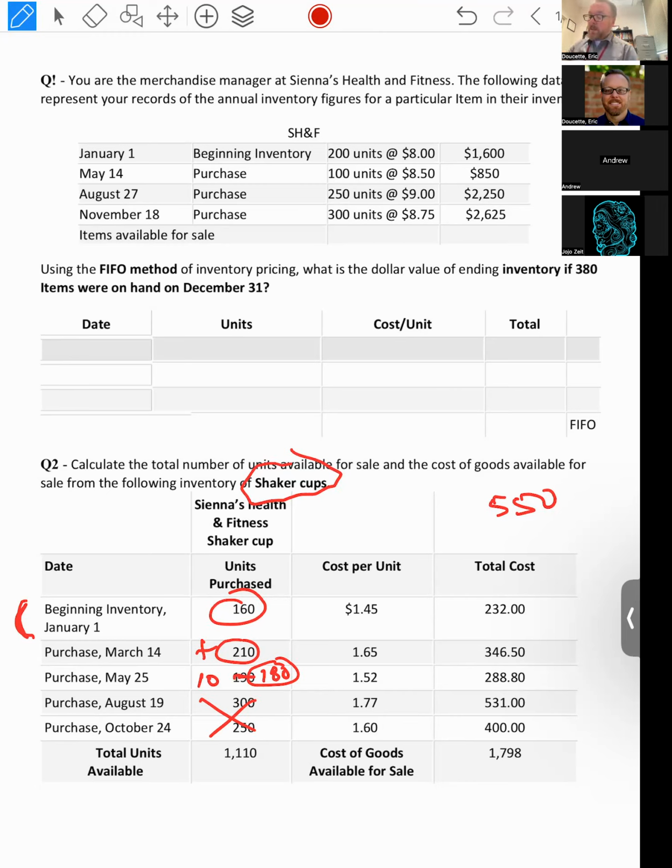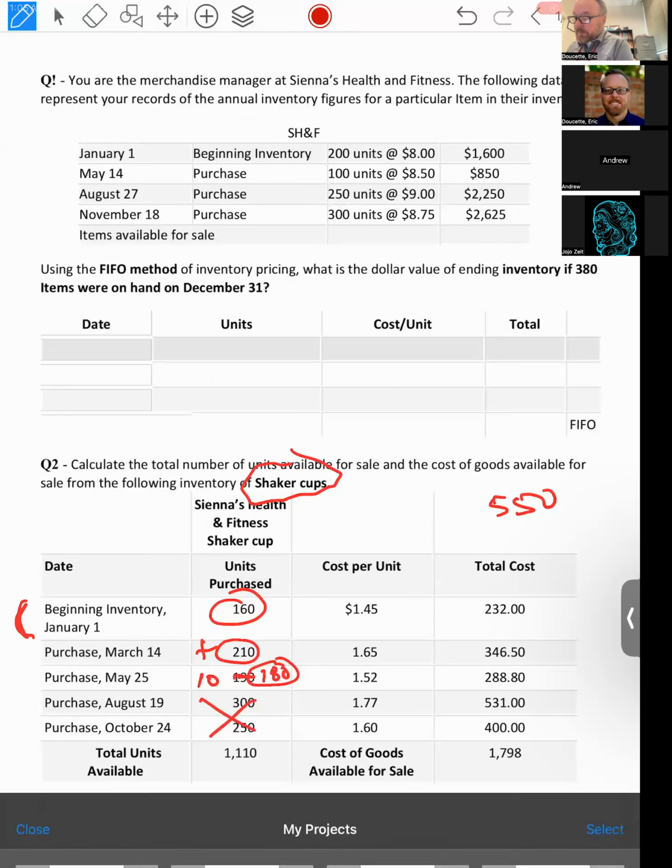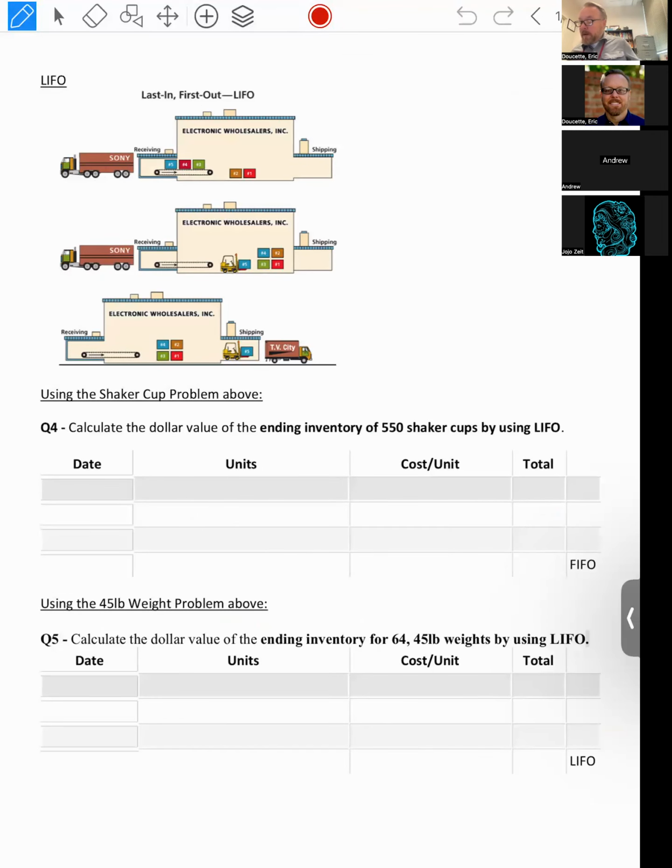So I'm going to go back to the other sheet I was just on. I apologize for jumping around so much. But we're going to write them in right here. So again, we had 550. I already wrote down those dates. So where are we at here?